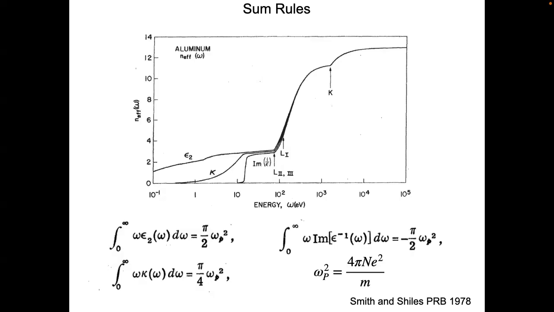What's the atomic number of aluminum? Well, if you didn't know, you can read it from this plot. It's 13, right? And where do you have to go? You have to go out to 10 to the fifth electron volts, right? So very high energies. So this is one way of thinking about data.